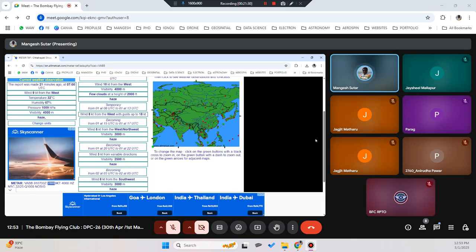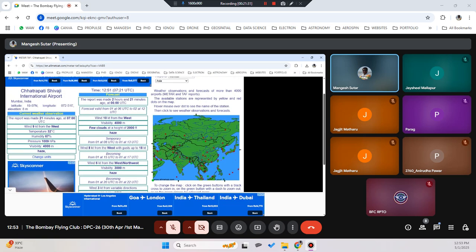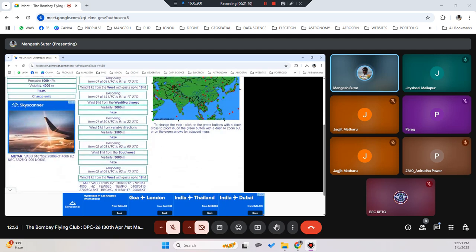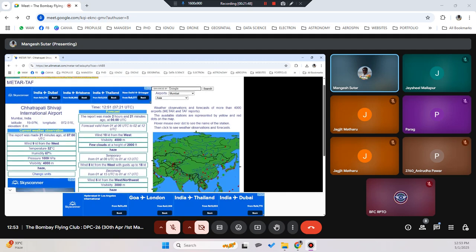VABB is nothing but the location for Chhatrapati Shivaji International. Every airport will have these names from the aviation perspective, that VABB, Victor Alpha Bravo Bravo, is called the station ID.